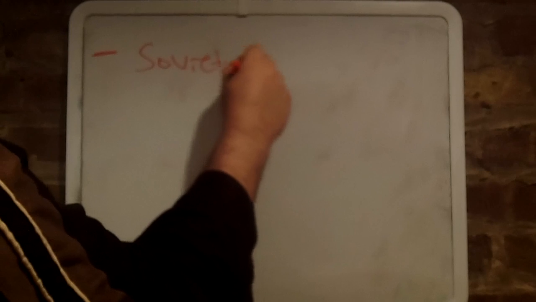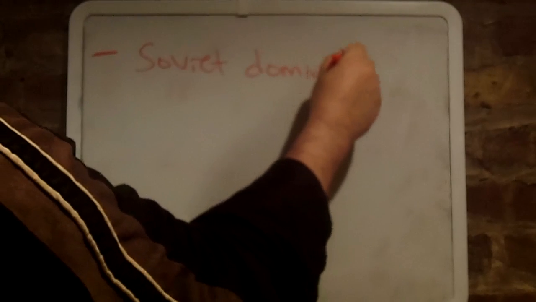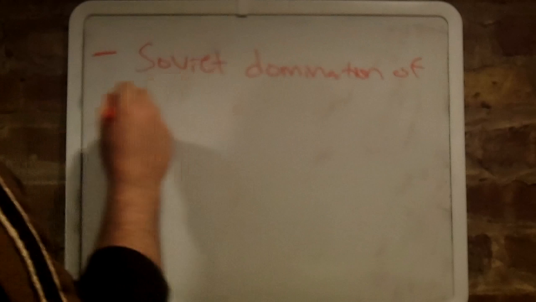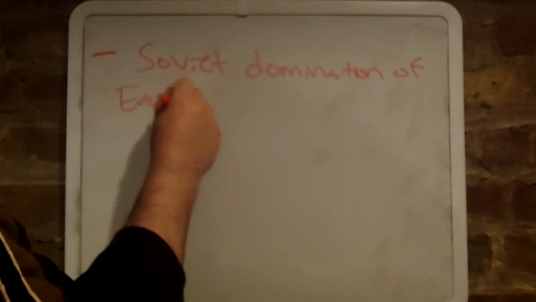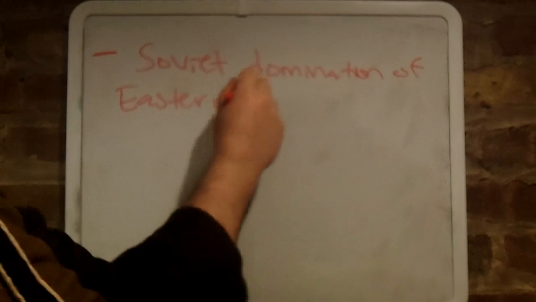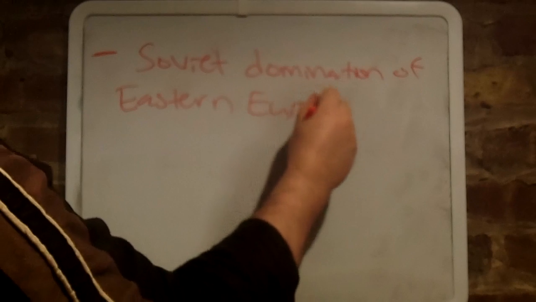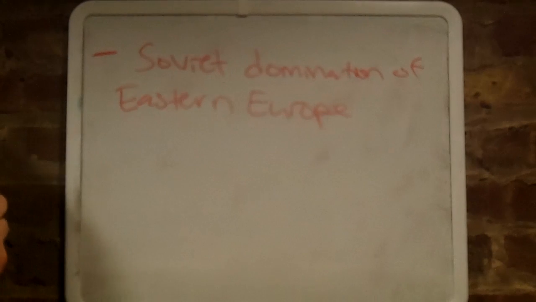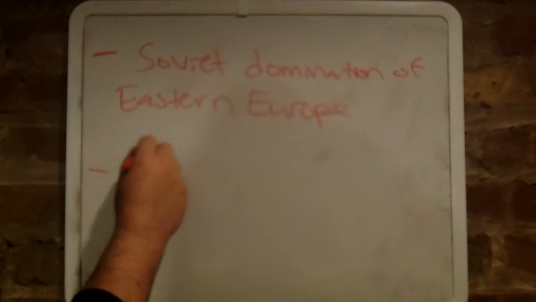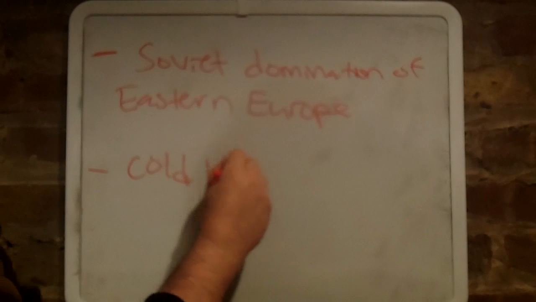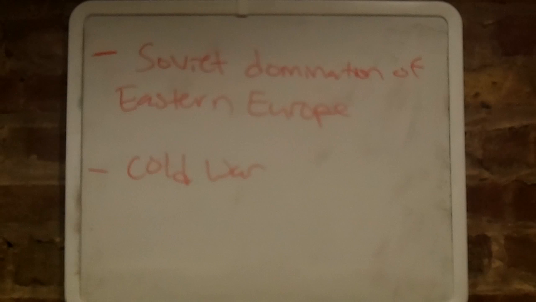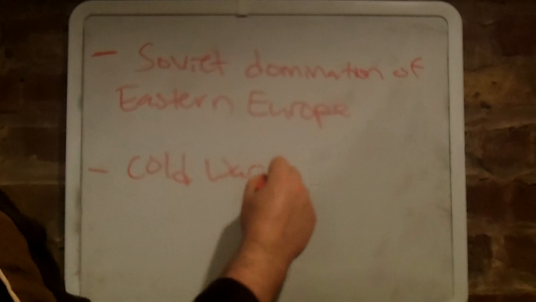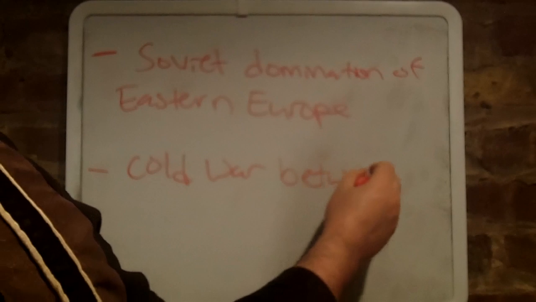So with the end of World War II, we have the Soviet domination of Eastern Europe. And this leads to the beginning of the Cold War, which was a long period of tensions between the United States and the Soviet Union. The war had devastated pretty much everyone else, so the only two major powers left in the world were the U.S. and the Soviet Union.